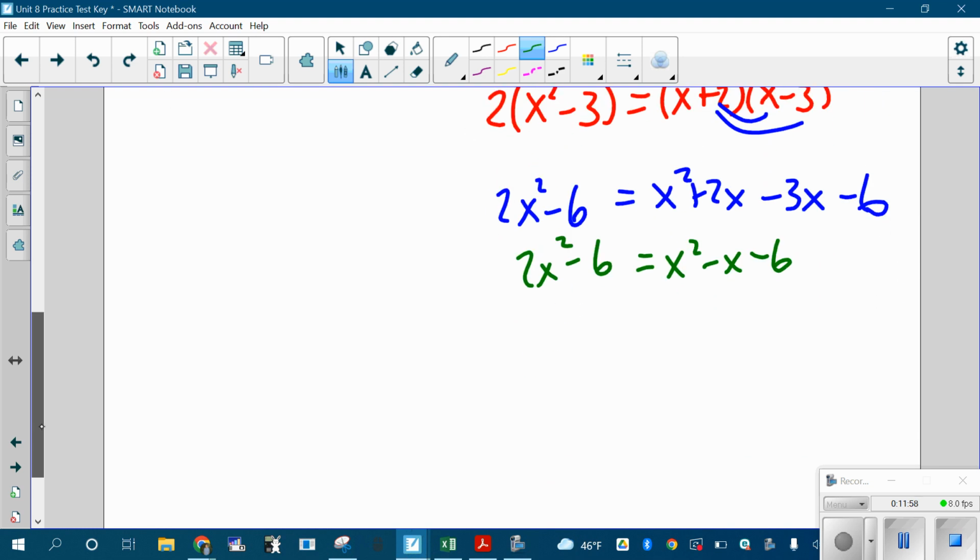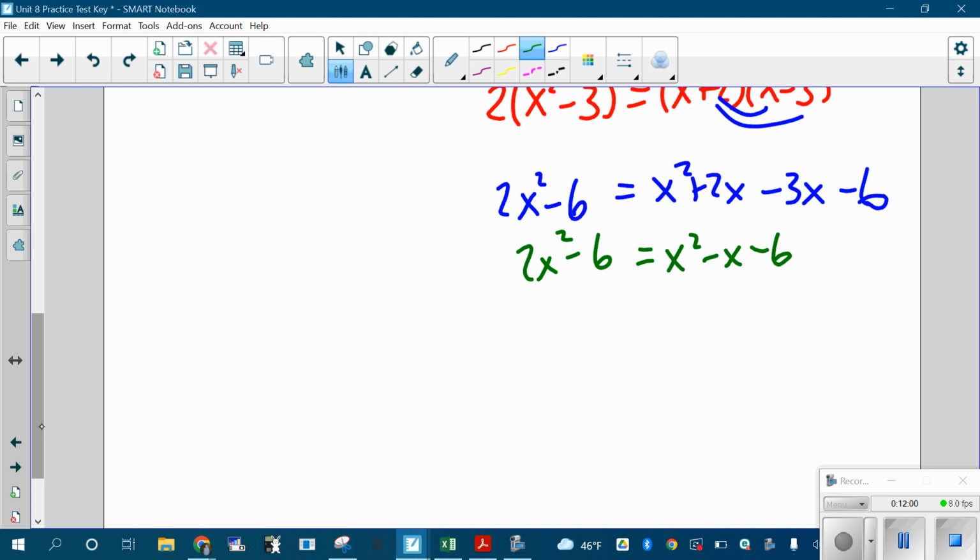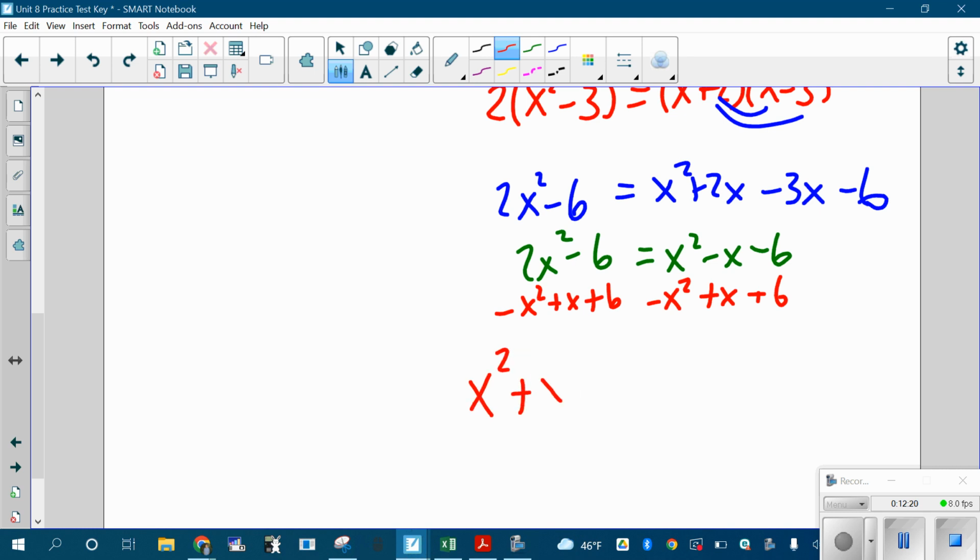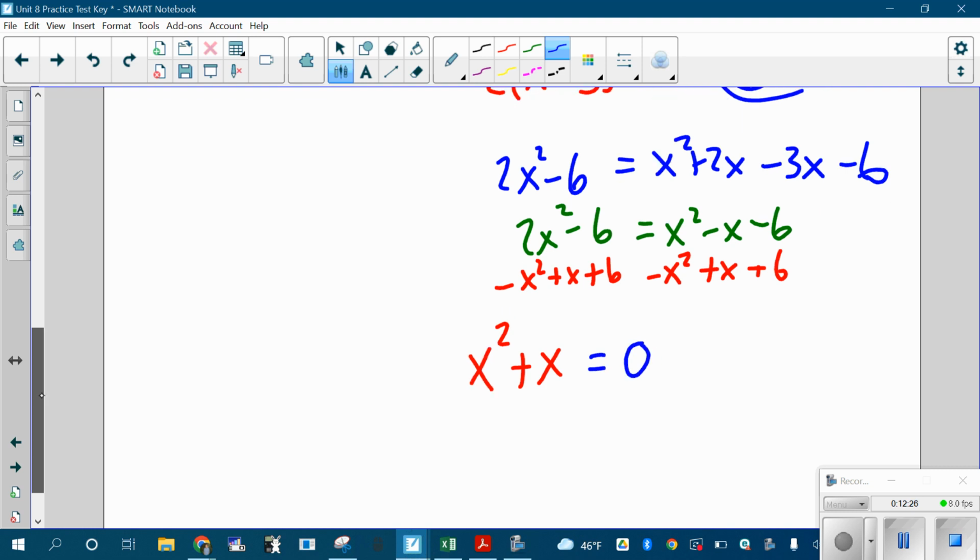This is a quadratic. I'm going to solve it by factoring it. So I'm going to move everything over to the left side. In order to do that, I'm going to subtract x squared, I'm going to add x, and I'm going to add 6 to both sides. 2x squared minus x squared just leaves me with x squared. Now I have a plus x. I had a minus 6, and now I added 6, so there's nothing left there.